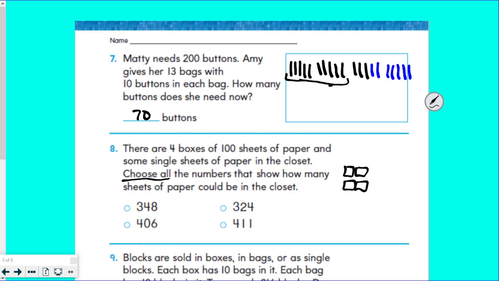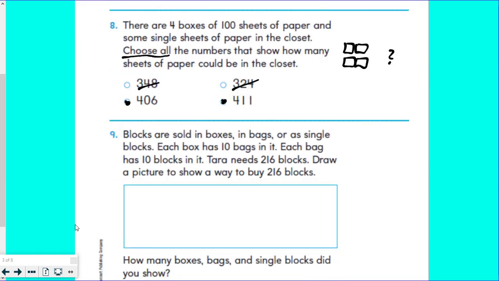And some single sheets. So we don't know how many singles there are. Question mark. Choose all the numbers that show how many sheets of paper could be in the closet. If there's 400s, it can't be that one because there's 300s. It can't be that one because it's 300. It could be this one because there's 400s. And it could be this one because there's 400s, right? Because it could be 11 single sheets or 6 single sheets. Okay. Number 9.